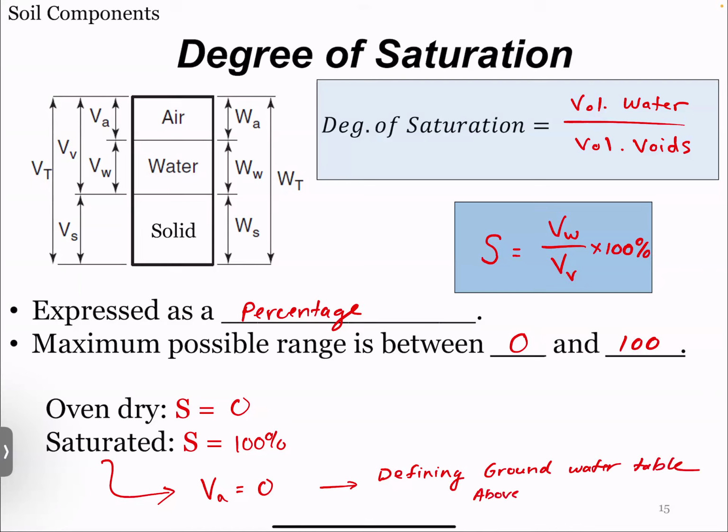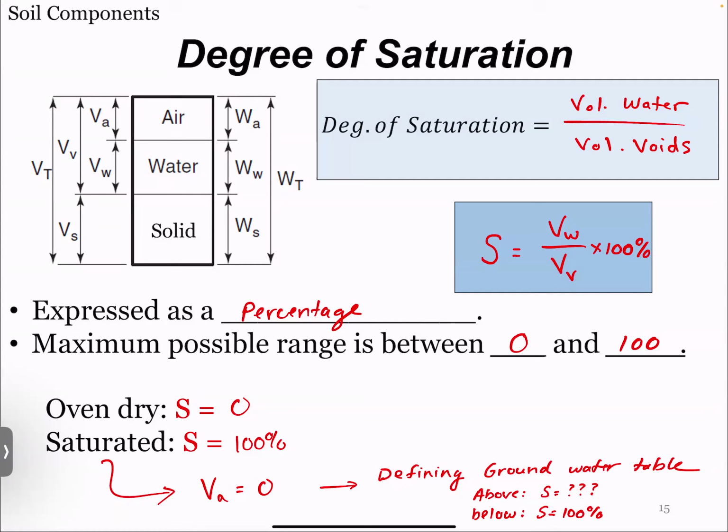Because above it, our degree of saturation is unknown. But below it, we assume that degree of saturation is 100%. I'm not going to try to scare you guys away with all the mechanics and equations, but that makes our lives so much easier.